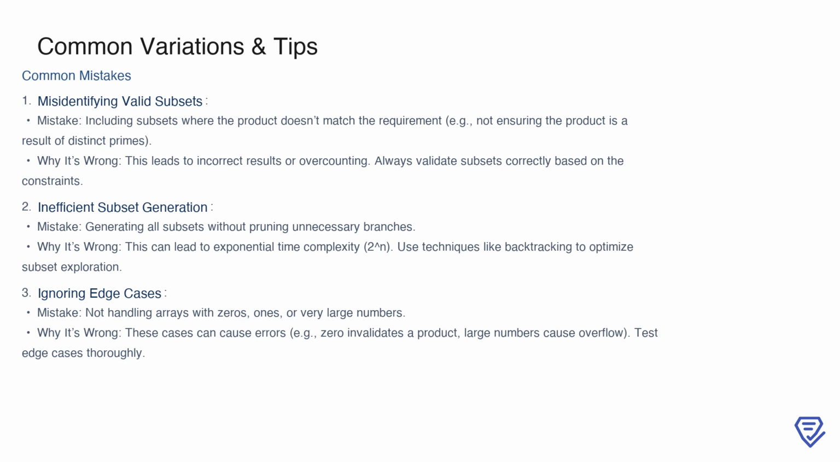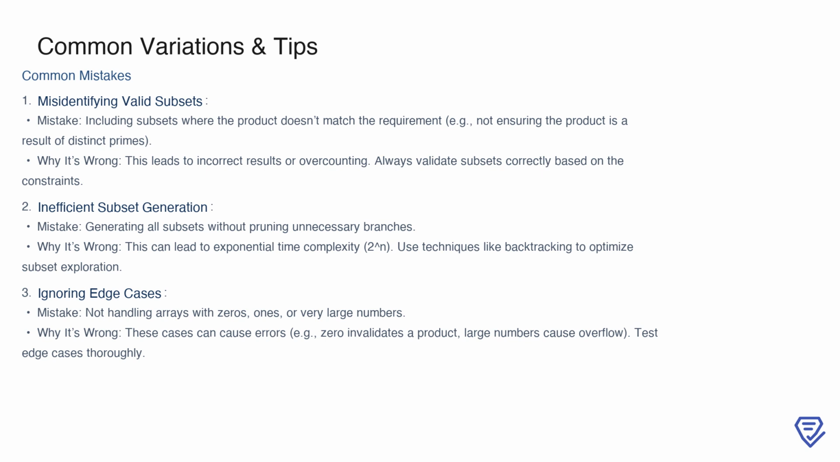When working on this problem, there are a few common pitfalls to watch out for. The first is misidentifying valid subsets. A frequent mistake is including subsets where the product doesn't meet the requirement, such as failing to ensure the product is made up of distinct primes. This often leads to incorrect results or overcounting, so it's important to validate each subset carefully against the constraints.